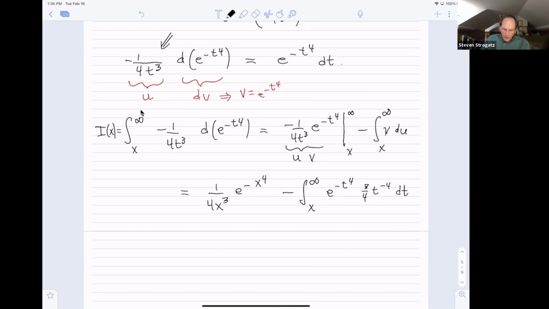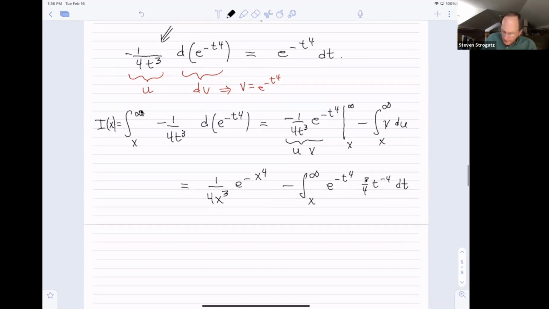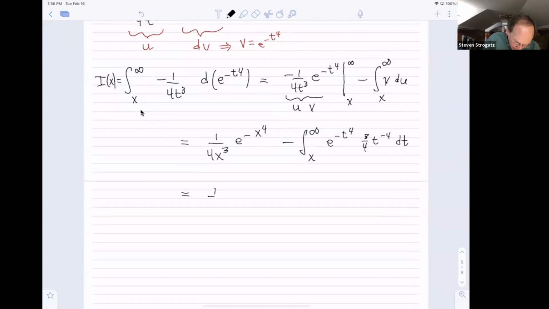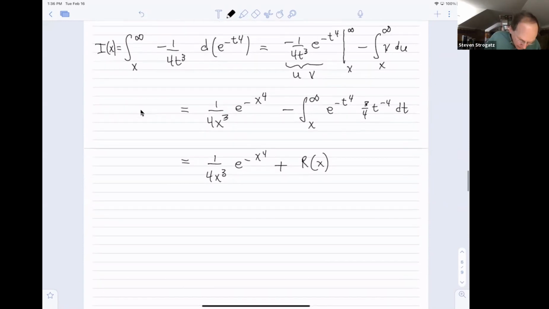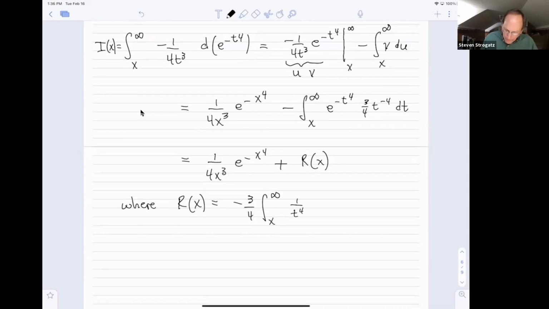Yeah. So what we have here is a remainder term. That is, I'm going to claim that this should be thought of as 1 over 4x cubed e to the minus x to the fourth plus, let me call it r of x, where r of x, the remainder, is -3/4 integral from x to infinity of 1 over t to the fourth e to the minus t to the fourth dt.